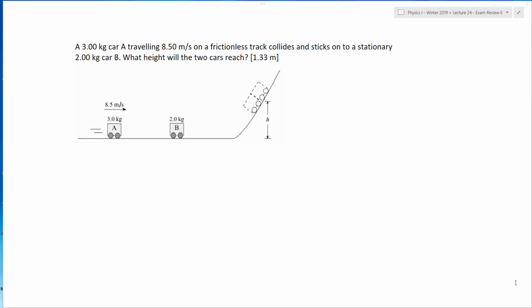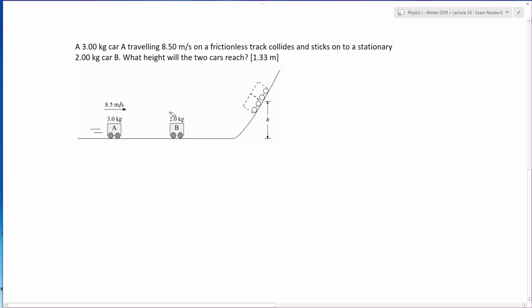A 3.00 kilogram car A, traveling at 8.5 meters per second on a frictionless track, collides and sticks onto a stationary 2 kilogram car B. They stick together and then travel up this ramp, and the question is asking, what height will the two cars reach? Before we start this problem, we need to think about what's happening here.